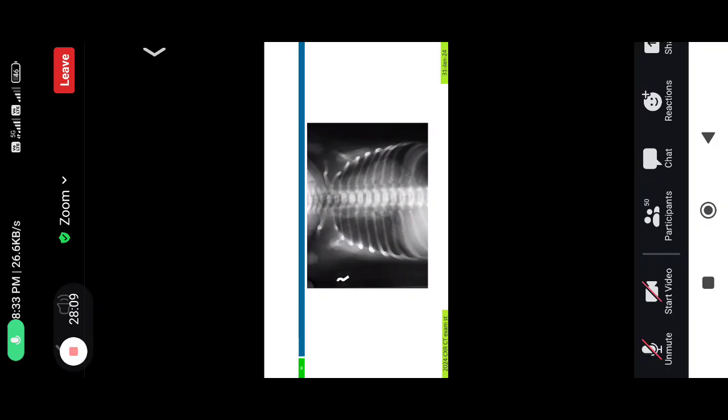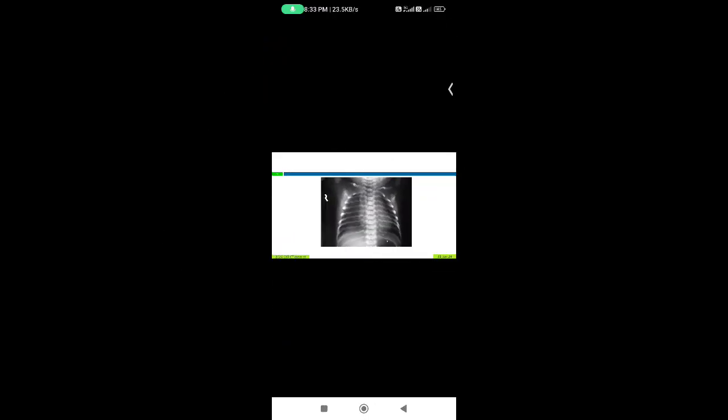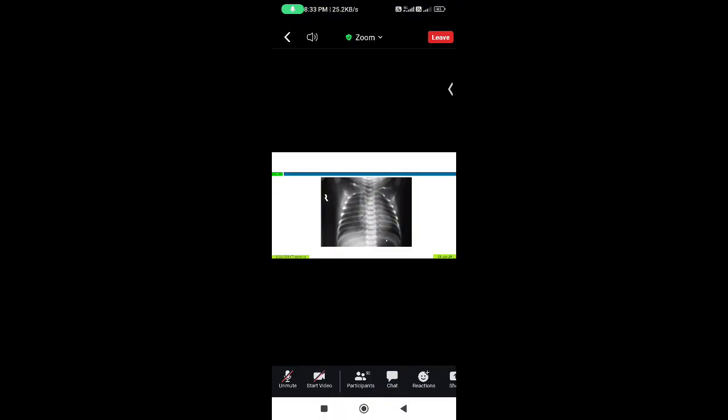Anyone wants to answer? Coiling of tubes, sir. Very good, Nagendra. Coiling of the NG tube. It is a tracheoesophageal fistula because the lungs are aerated. There is a tracheal fistula. There is also esophageal fistula because you are able to see the stomach bubble below the left dome of diaphragm.